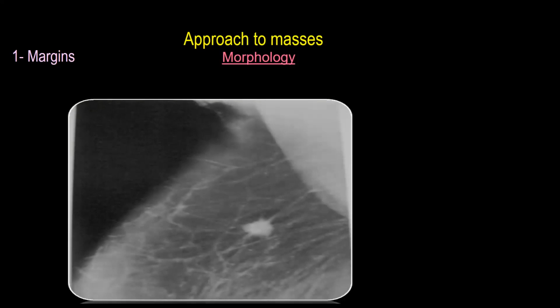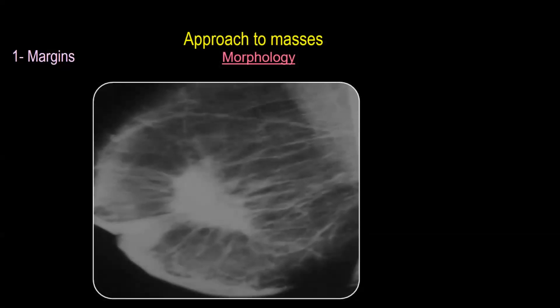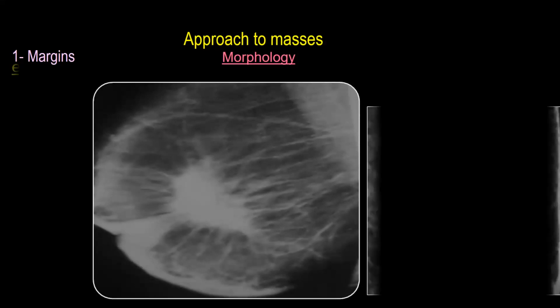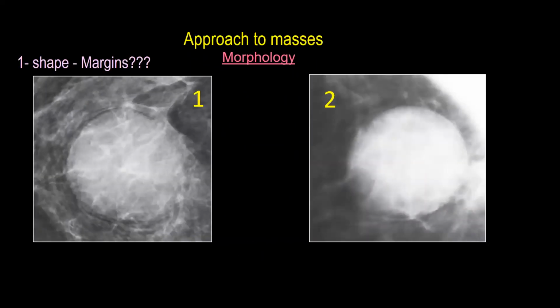And what about this margin? Spiculated. Though it is less spiculated, it is typically spiculated. And this is also showing that it is spiculated. With nipple retraction, it is cancer. Okay, what about this one?